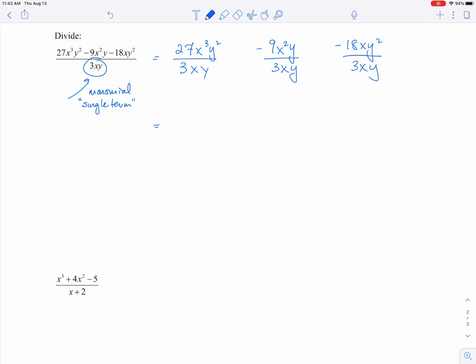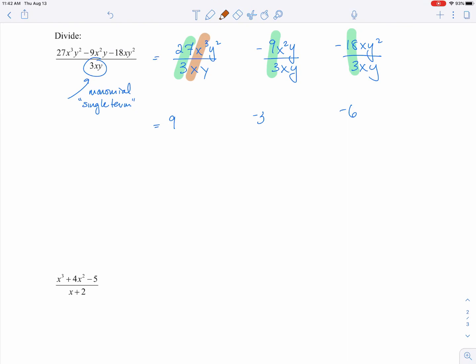Going through here, we'll clean up our coefficients in each case. And what we have here is 27 over 3, that's a 9. Negative 9 over 3, that's a negative 3. And negative 18 over 3, that's a negative 6.